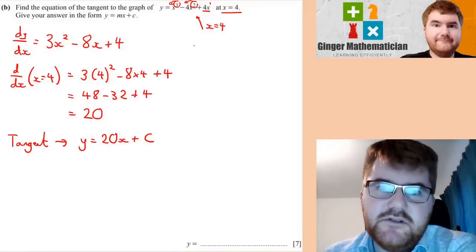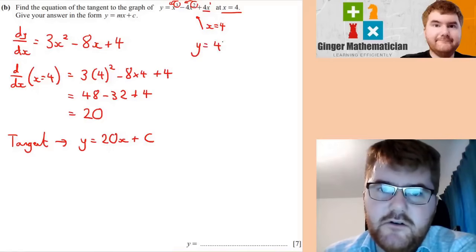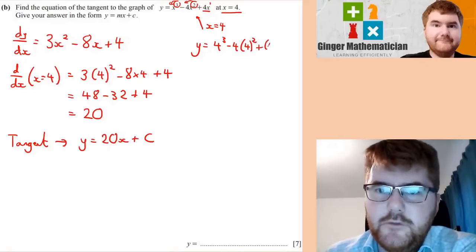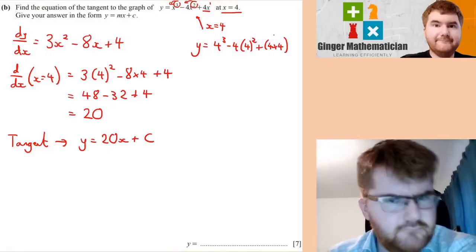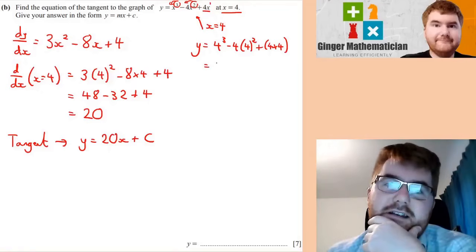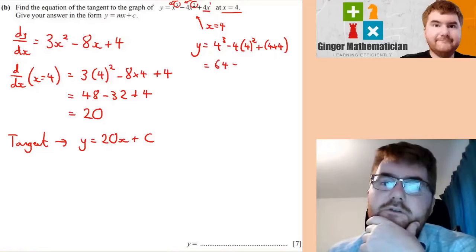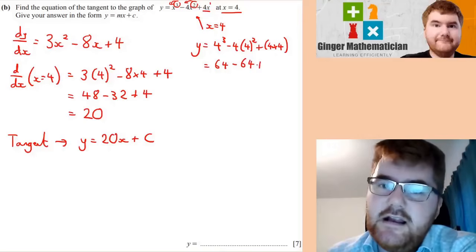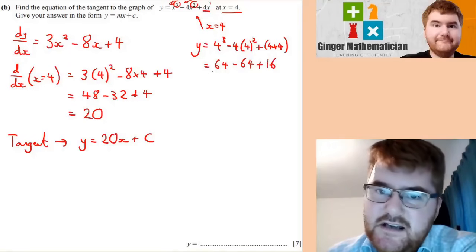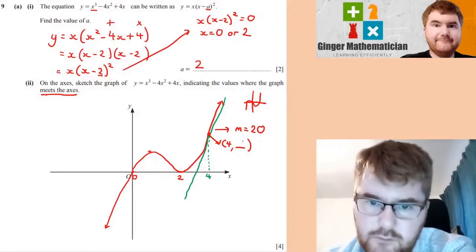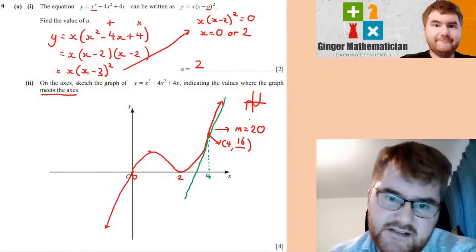So when x is equal to 4, y is equal to 4 cubed minus 4 lots of 4 squared plus 4 times 4. That's a lot of 4s. So we get 4 cubed is equal to 64. Well, 4 squared is 16, 16 times 4 is 64. Oh, that's nice, that cancels. And then we get 4 times 4 is 16. So when x is 4, y is 16. So this coordinate is actually (4, 16).